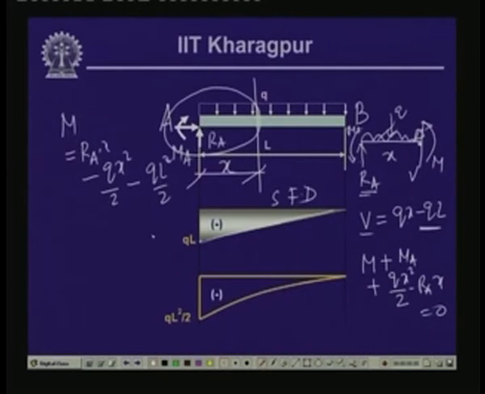Now, at x equals to 0, we find that the bending moment value is equal to minus Q L square by 2, and at x equals to L, we find that Q L square by 2 minus Q L square by 2 is 0. So, it varies again in a parabolic manner from minus Q L square by 2 to 0. So, this is the shear force diagram, and this is the bending moment diagram for this particular beam.